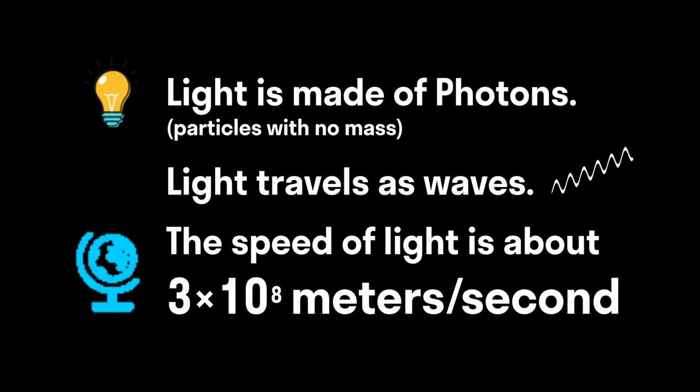Light is made of photons, which are particles with no mass. Light travels as waves, some of which we can see and some not. Light travels at an astounding speed of 300 million meters per second. That means it can travel around Earth 7.5 times per second.